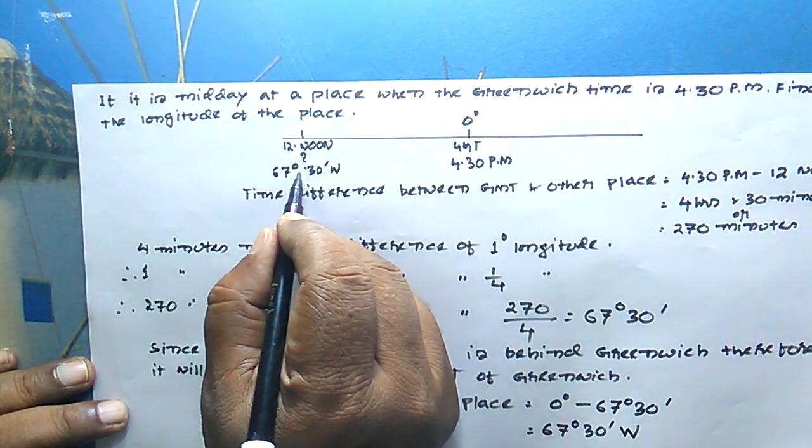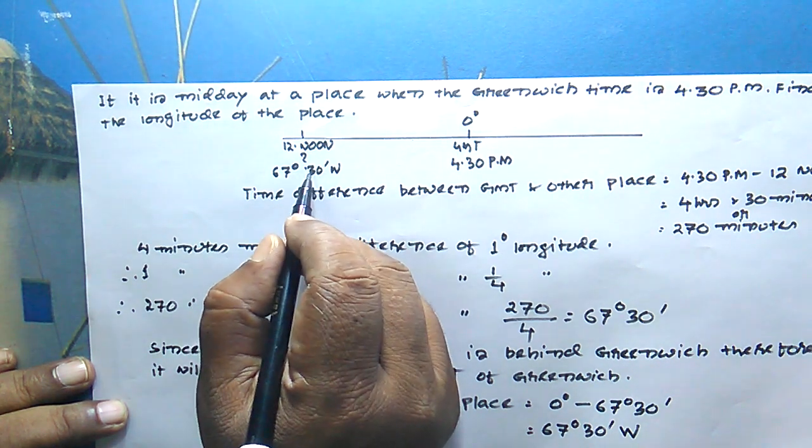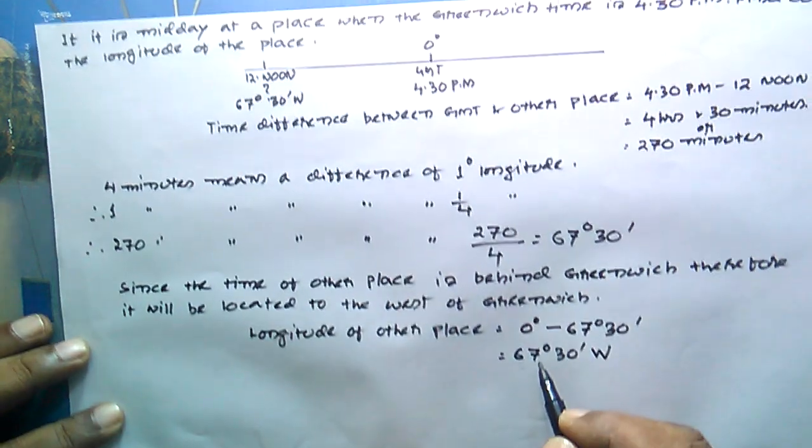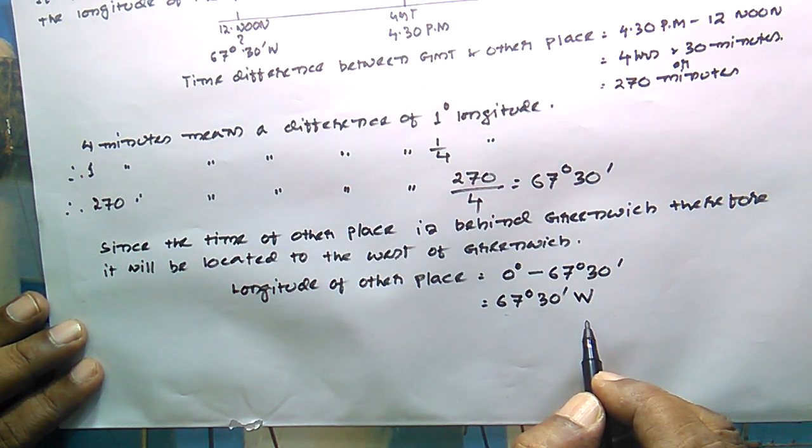You don't have to write it here, just for showing you I have written it here, लेकिन तुम्हें यहाँ पे लिखने का, you just have to show it here only at the end: 67 degree 30 minute west.